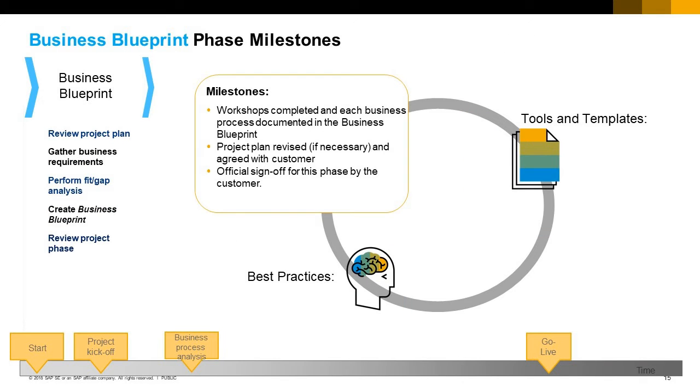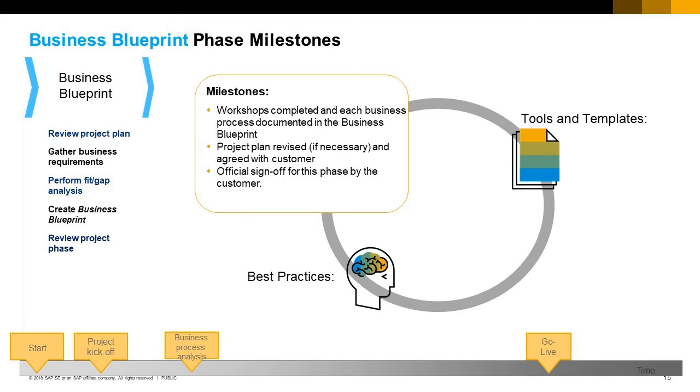Business blueprint focuses on a detailed analysis of the customer's business processes and requirements. Your activities are to conduct business process requirements gathering workshops, map the processes to a solution and identify any gaps, complete a business blueprint, which documents how the system will be configured.